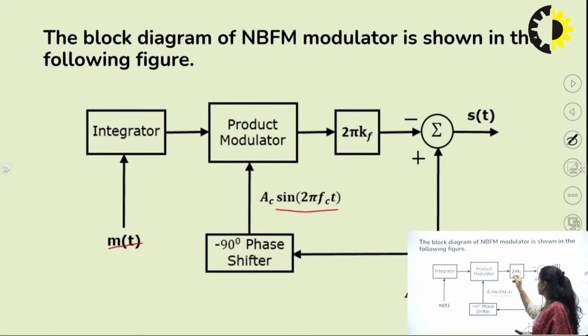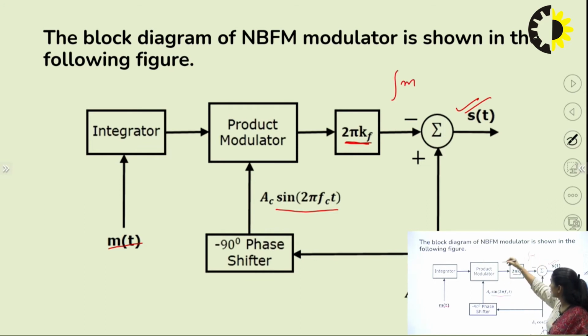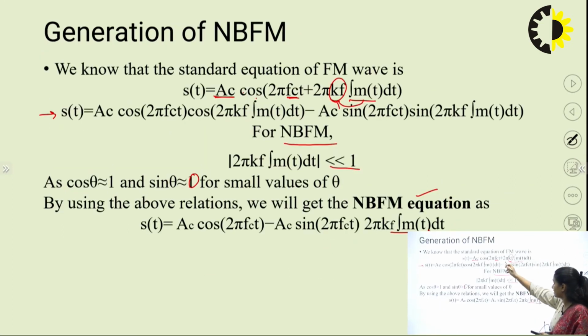Then I have to add another factor, which is 2 pi kf, which is included here, and the summation of these two goes in feedback as well, right? So what I get here is my narrowband FM. One of the inputs is the message integration multiplied by the cos wave, and this factor is added, plus the addition of the cos wave. We can see it from here, right?